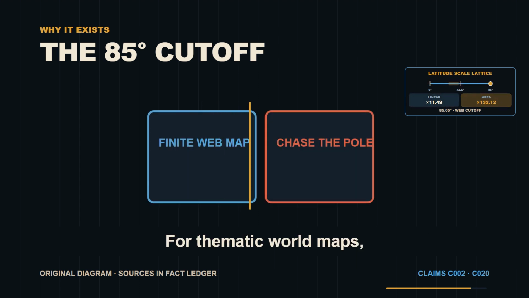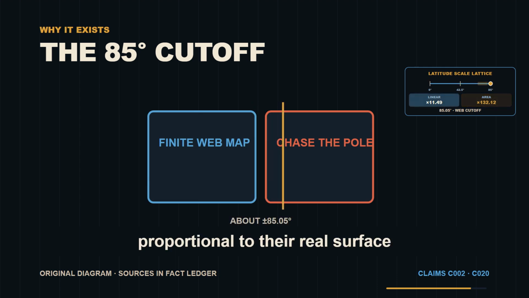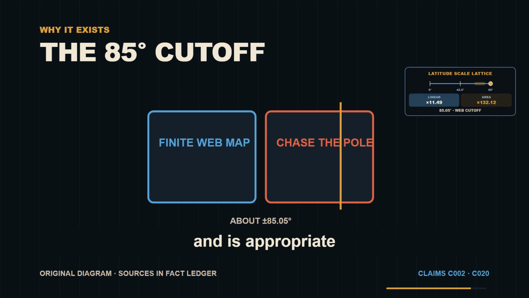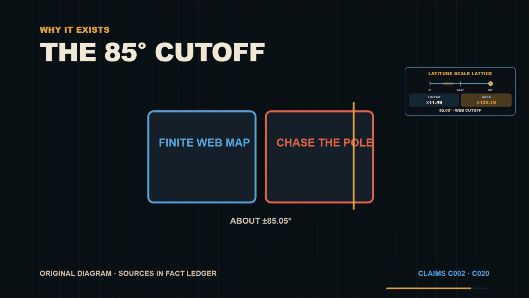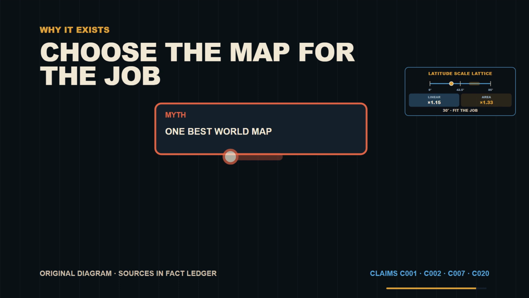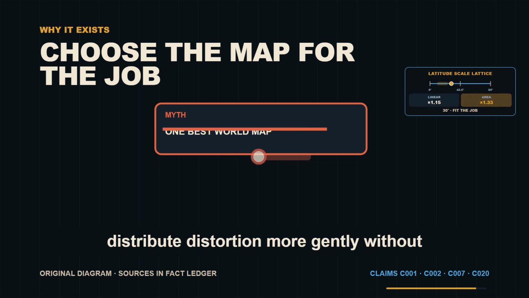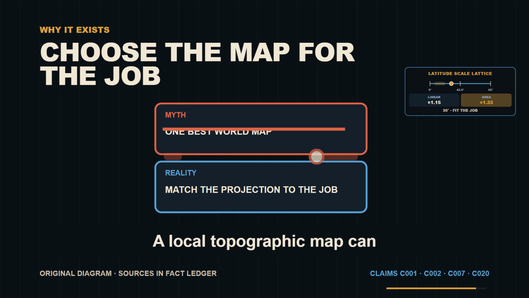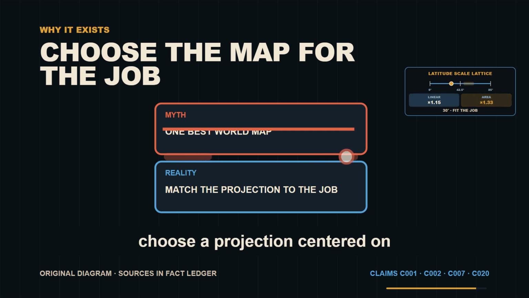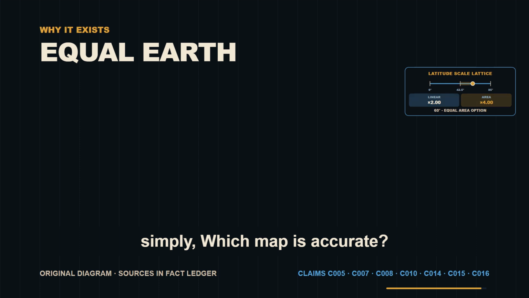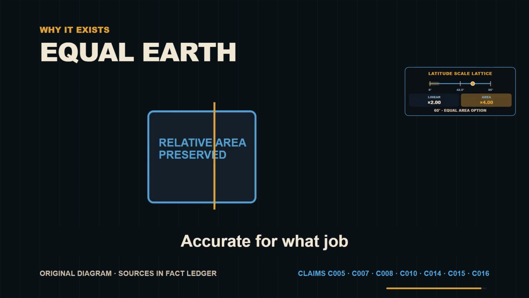For thematic world maps, an equal area projection keeps regions proportional to their real surface area. Equal Earth was designed for that task and is appropriate when area comparisons matter. But equal area does not preserve every shape, direction, angle, or distance. The trade-off moves rather than disappears. A compromise world map can distribute distortion more gently without making one property perfectly correct. A local topographic map can choose a projection centered on its region and keep nearby errors small. The honest question is never simply which map is accurate. It is accurate for what job and where?